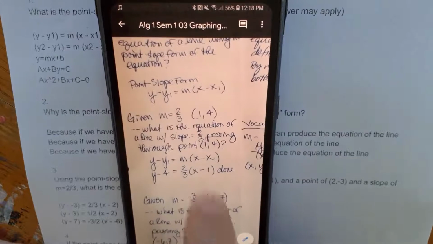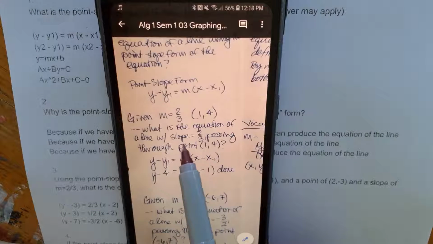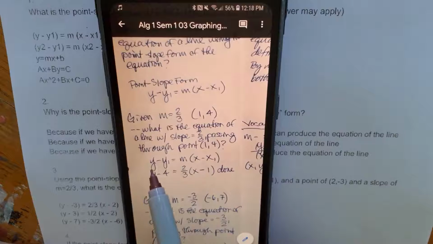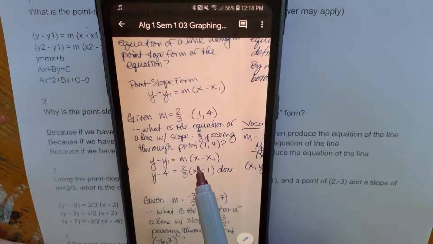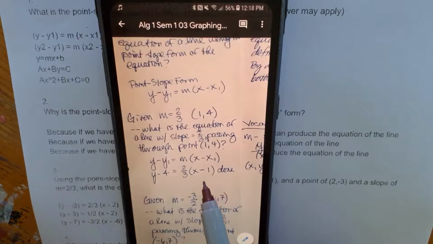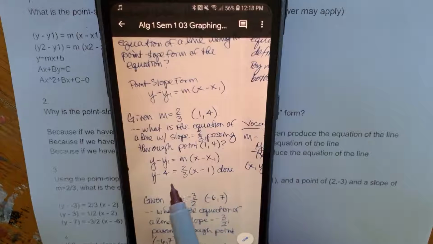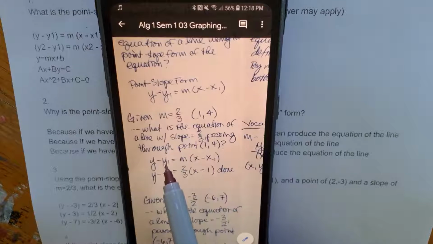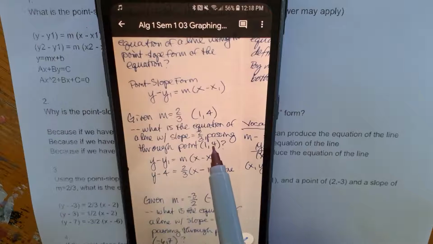So what is the equation of a line with slope 2/3 passing through point (1, 4)? So we write out the point-slope formula, y minus y1 equals m times the quantity x minus x1. And we just fill in these values. What are the values? Well, this is y here, the 4. Why? Because it's x comma y coordinate notation. So the 4 drops in for y1. It's positive.